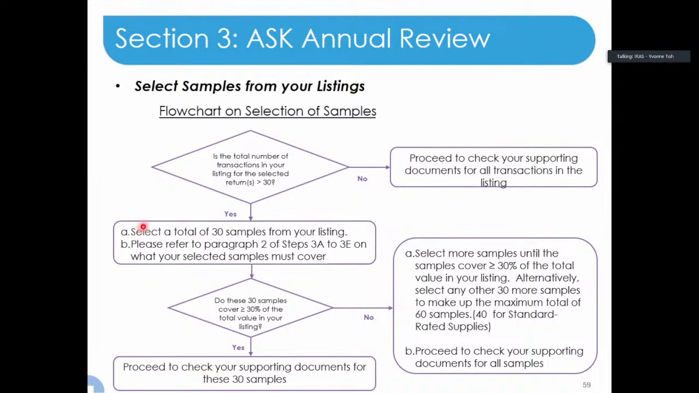If so, you may then proceed to the next step. However, if the 30 samples selected do not cover at least 30% of your listing value, you must select more samples until it covers 30% or up to a maximum of 60 samples. So it's either 30% or up to a maximum of 60 samples, then you will stop there. Even if you have selected 60 and it is still less than 30%, it is okay. You will just stop there and then do the check on those 60 samples. Do note that for standard rated supplies, you will only need to sample a maximum of 40 transactions.